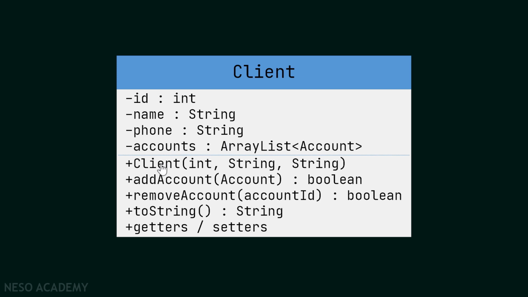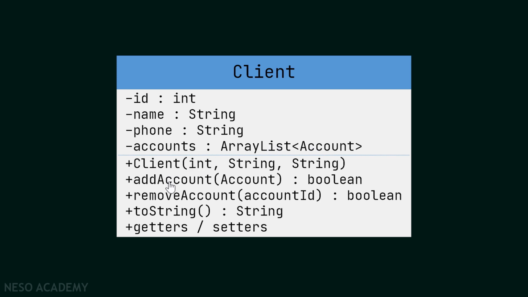Now let's have a look at the methods. We have a constructor which takes an integer and two strings. So the integer is the value for the ID, the first string is the value for the name, and the last string is the value for the phone, alright? As you can see, the constructor doesn't receive a value for the accounts. So the array or the array list of accounts is not going to be filled inside the constructor.